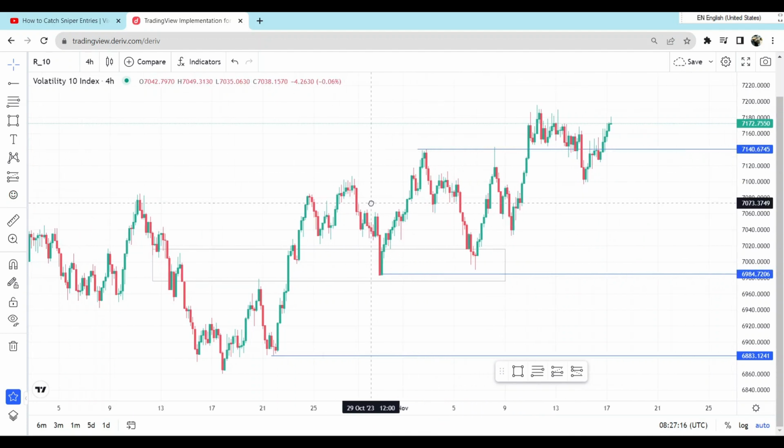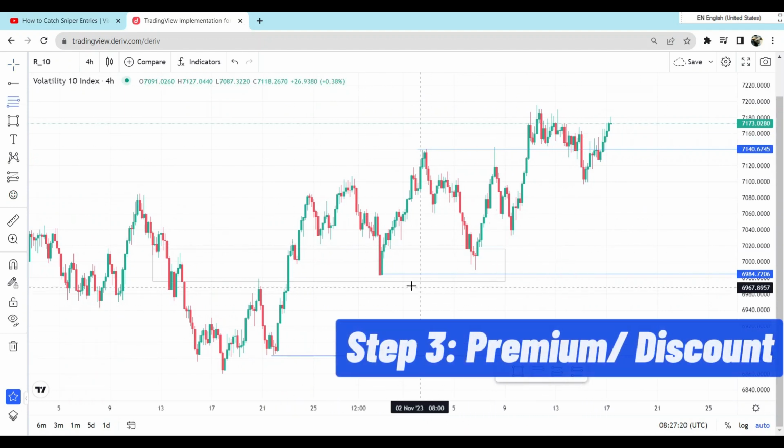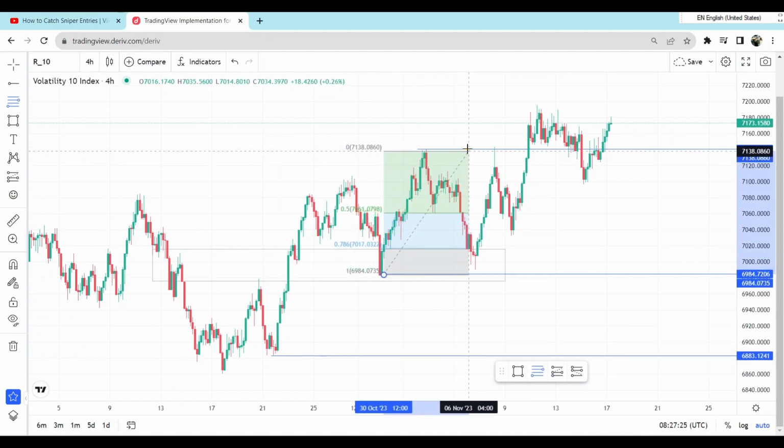Now that we know the market is ranging from this low to this high, I pull out the Fib to know if the market is in a premium or discount zone. In a ranging market, we look for sells in the premium zone, and in the discount zone we look for buys, which is where we put our demand zone.